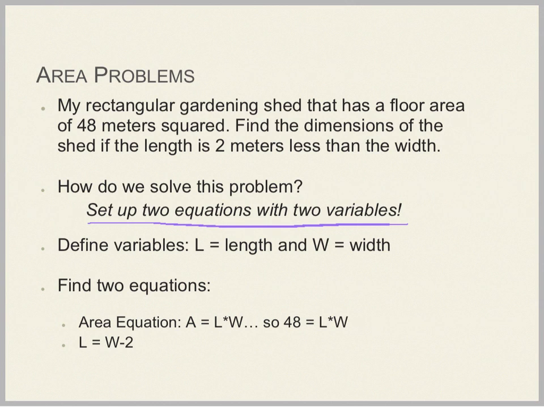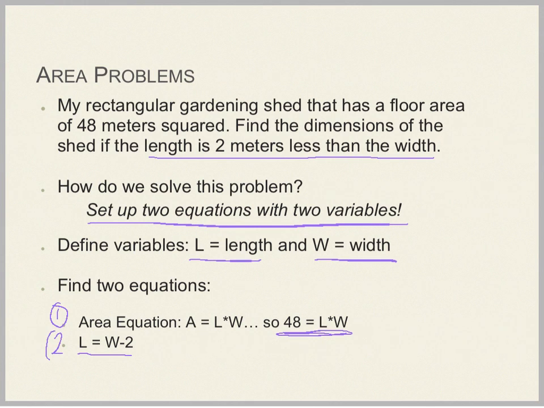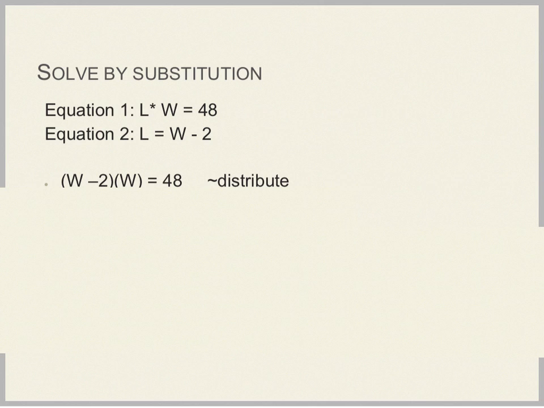My variables will say L equals length and W equals width. And I know I have an area equation. Area equals length times width, so 48 is my area, length times the width. And it says that the length is 2 meters less than the width, so length equals W minus 2. Here's my first and my second equation in two variables.